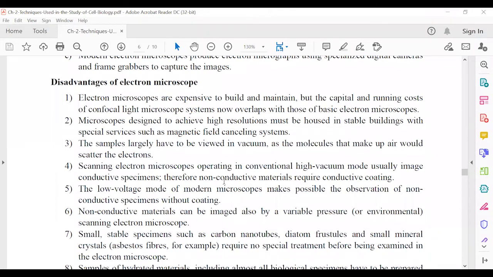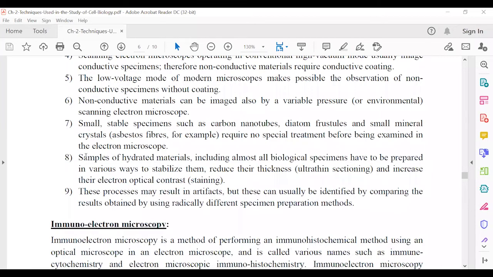Disadvantage: electron microscopes are expensive to build and maintain. Just expensive, highly expensive, the cost is very high. But when we install an electron microscope, we want to use it for a long time without any hesitation. Next, another limitation: samples of hydrated materials, including almost all biological samples, have to be prepared in various ways to stabilize them, reduce their thickness, and increase their electron-optical contrast.